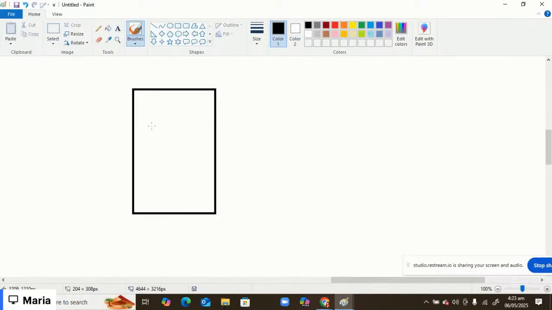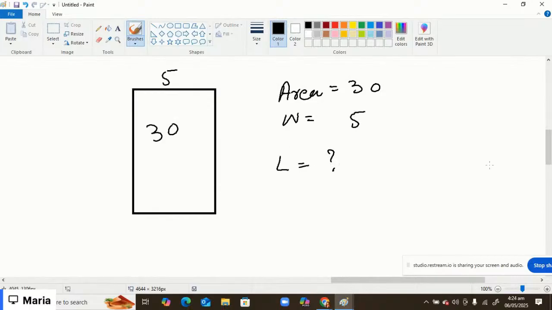Area is given, that is 30. One side length is given, that is 5. Tell me now, how can we find it out? Area is given, that is 30. Width is given, which is 5. We find out the length. What we do? We are going to divide. So let's divide. It's 30 divided by 5.